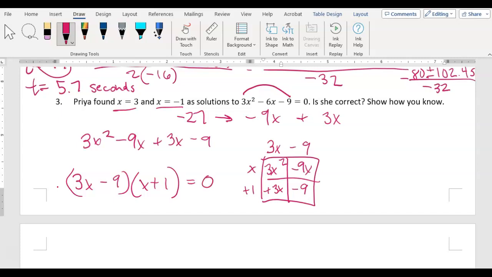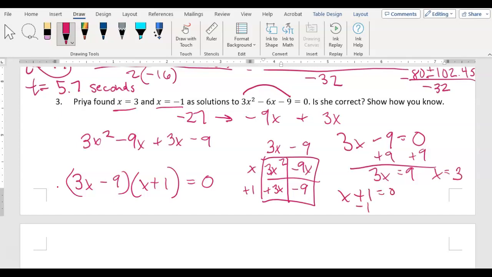And so now I can solve for each of these. So I can set up 3x minus 9 equals 0, add 9 to both sides, we get 3x equals 9, x equals 3. x plus 1 equals 0, subtract 1 on both sides, we get x equals negative 1. Okay, so I proved this by factoring. You can prove this by completing the square or by using the quadratic formula as well. I would actually ask that you choose the one you struggle with the most, right, so that you practice it.